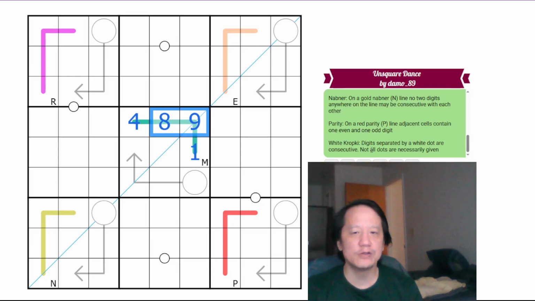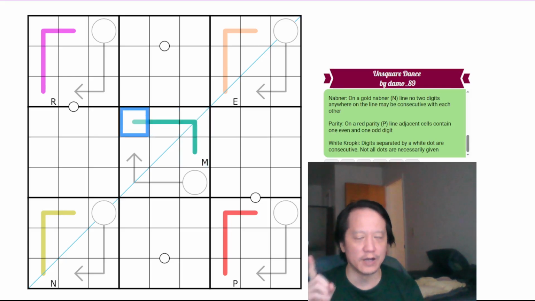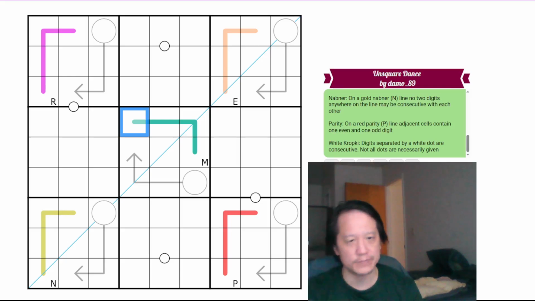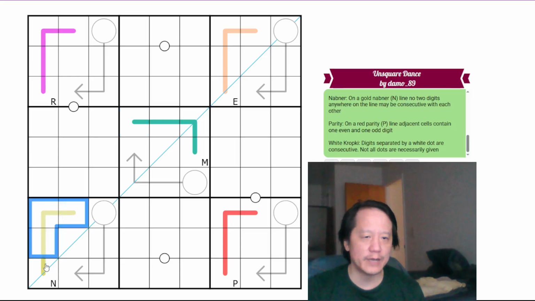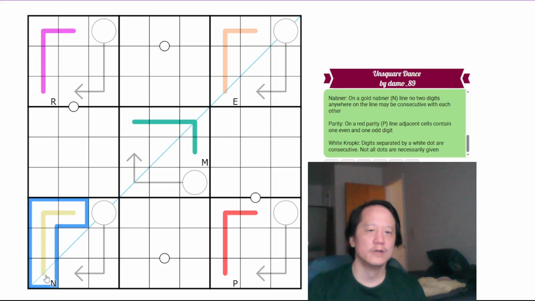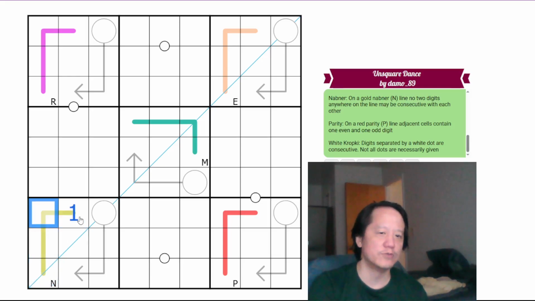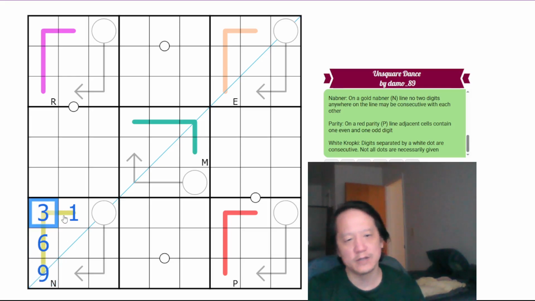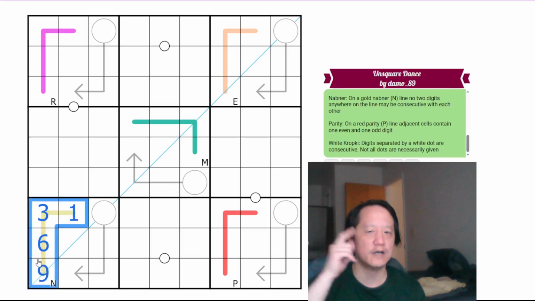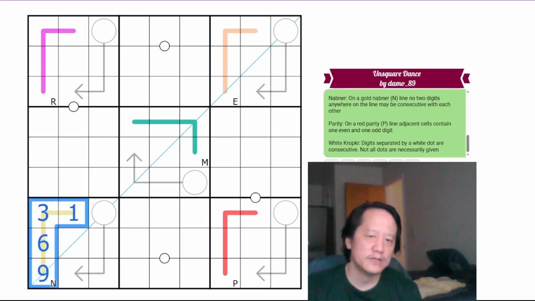We have Nabner lines where on a gold Nabner N line, no 2 digits anywhere on the line may be consecutive with each other. So on this Nabner line, you cannot have consecutive digits at all. But you could have something like, say, 1, 3, 6, and 9. That would be valid, because these 4 digits are not consecutive with any other digit on the line. So that's an example of how Nabner lines work.